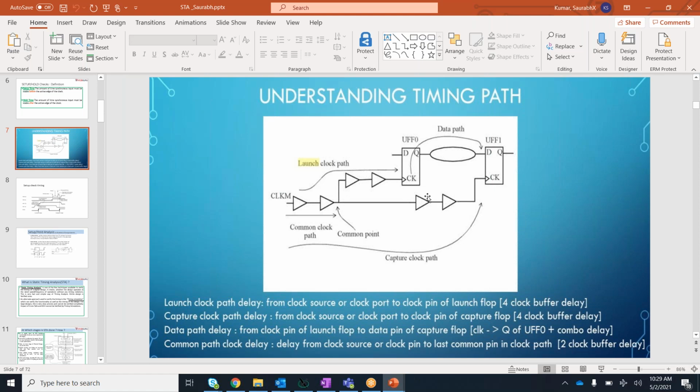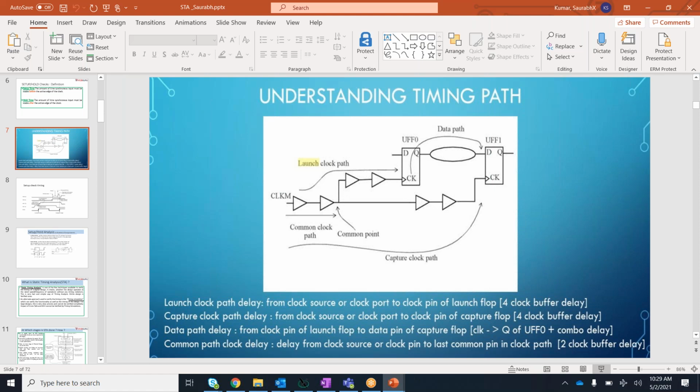You already know the basic things. If I say in this diagram, this flop will be your launch flop. This flop will be your capture flop.